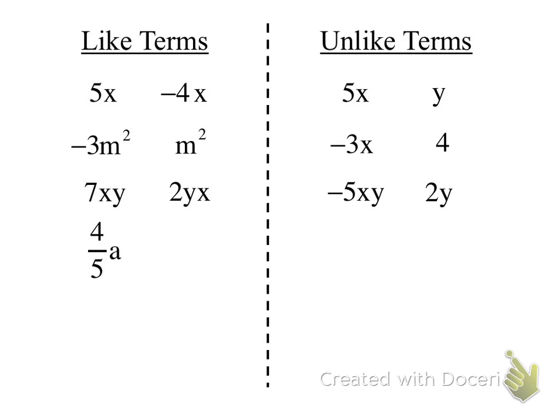4/5 a and negative a, the coefficients can be different as long as the base is a and the exponent is to the first. That makes them like terms.